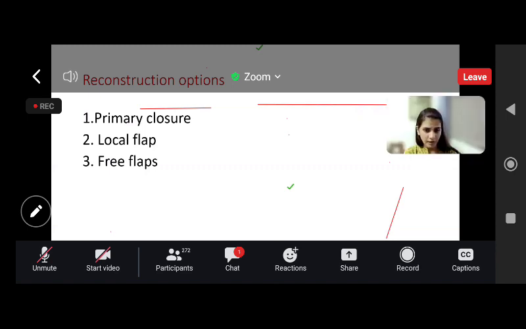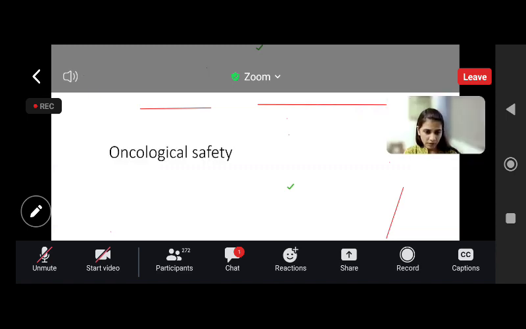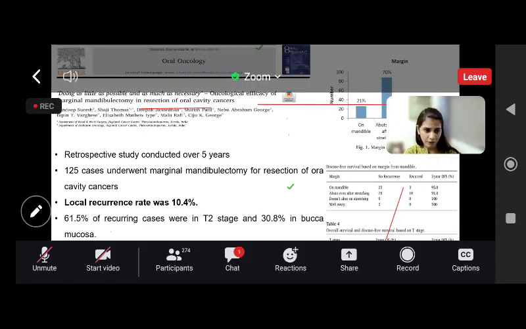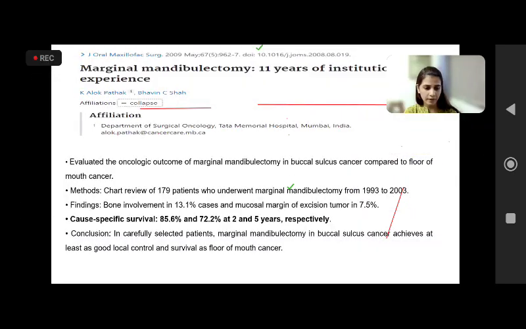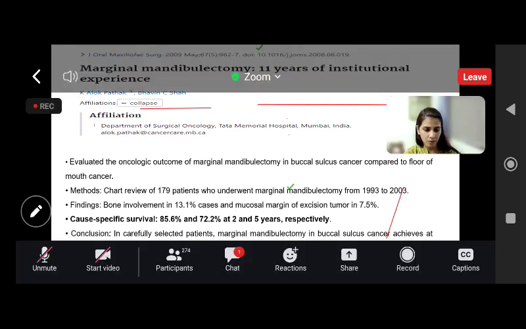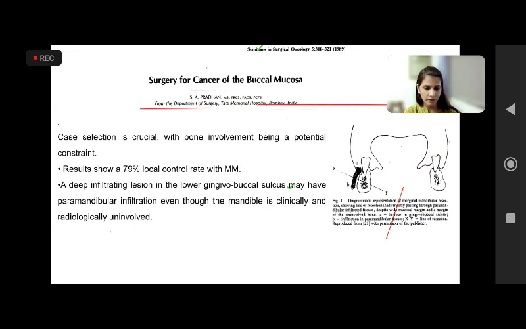Right. Thank you, sir. In the interest of time, I will skip this point on the oncological safety. Suffice to say that there are multiple case series from the hospitals which have conveyed that there is cause-specific survival of over 80% with local recurrence rates in the range of 10 to 11%.